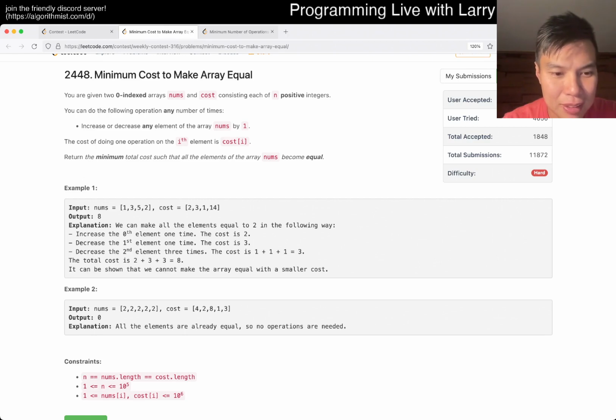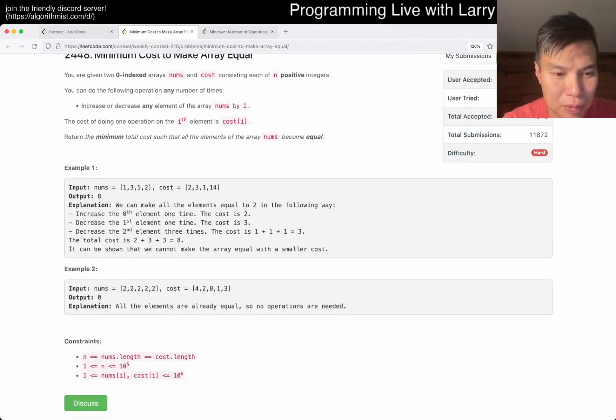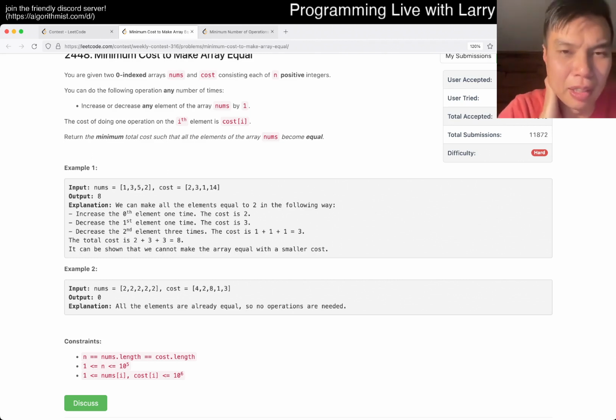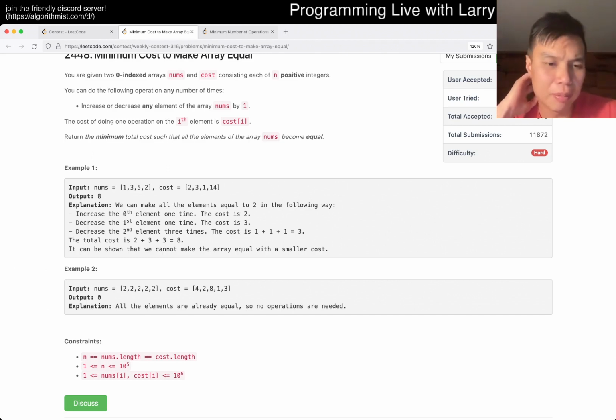Let's see, 10 to the 5th. Can we just brute force? Oh, obviously not brute force. Let's see. I mean, it's like a watermark algorithm type thing, right? You try for 1, you try for 2, you try for 3, and then. Because all the numbers have to be. Does it have to be one of the elements? I don't think it has to be one of the elements, but actually, I think it might have to be. Not gonna prove that though.